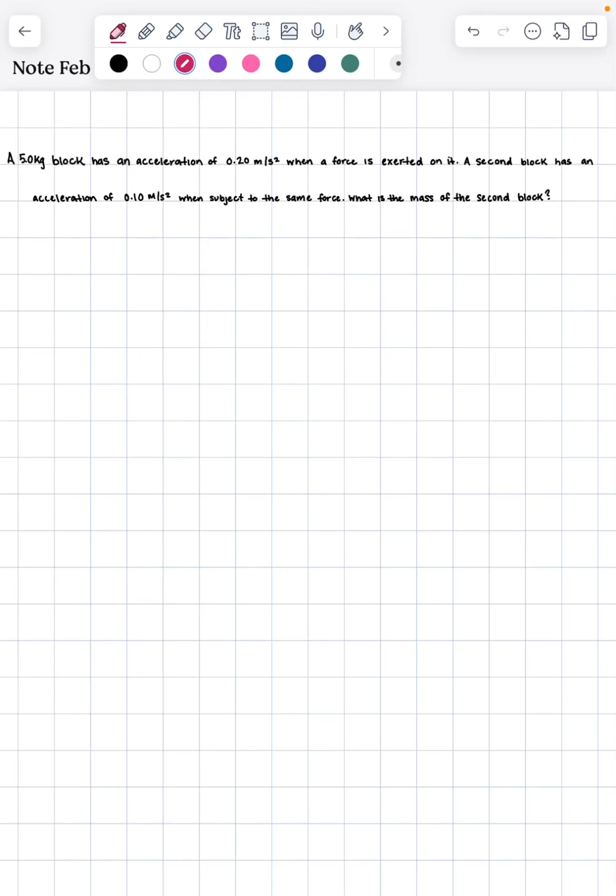Alrighty, this question is going to be from chapter 4, from the questions number 22. And it is a 5 kilogram block has an acceleration of 0.2 meters per second squared when a force is exerted on it. A second block has an acceleration of 0.1 meters per second squared when subject to the same force. What is the mass of the second block?